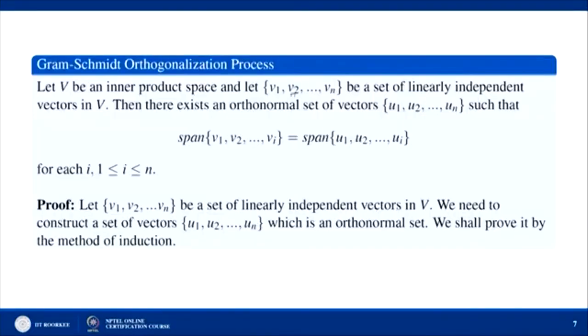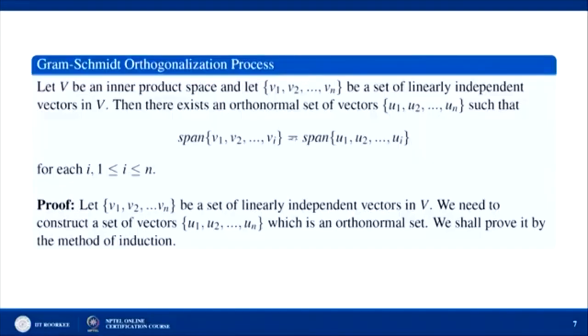Now we have an important process to orthogonalize a given set of vectors. Suppose a set of vectors v1, v2 up to vn is a linearly independent set, and you want to find an orthogonal or orthonormal set of vectors u1, u2 up to un such that the span of v1, v2 up to vi is equal to the span of u1, u2 up to ui for each i varying from 1 to n. This result is called the Gram-Schmidt orthogonalization process.